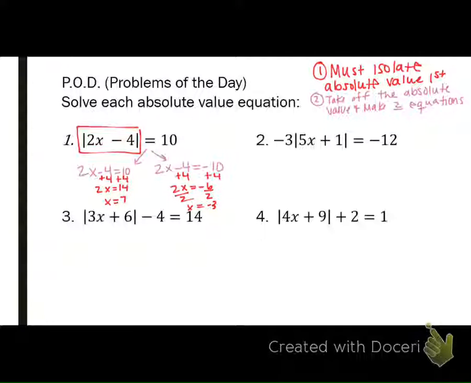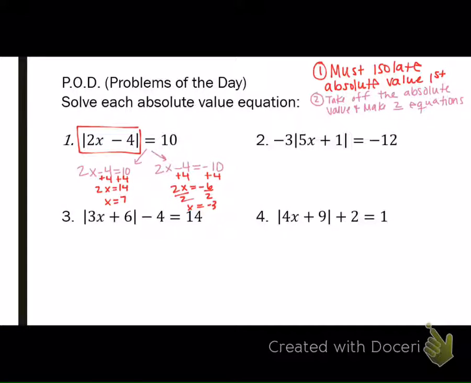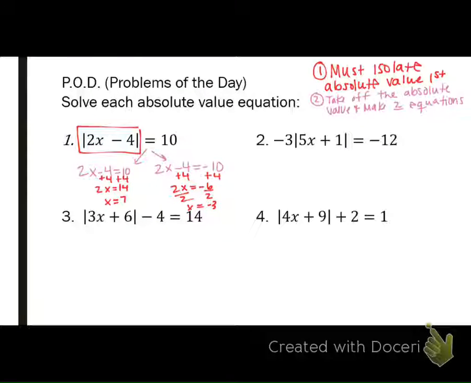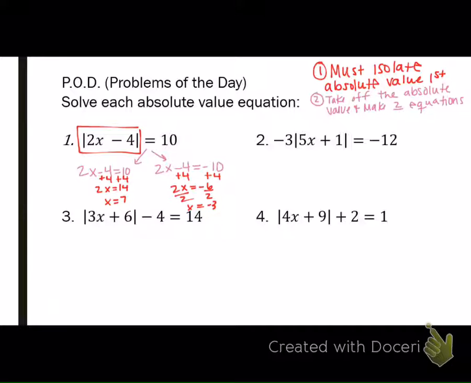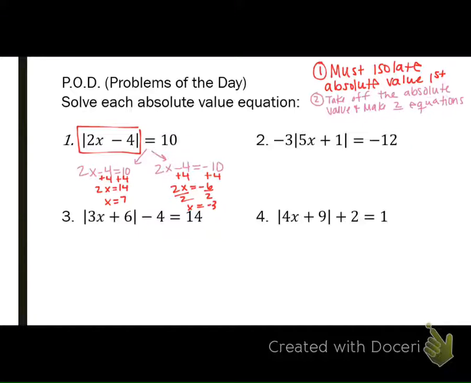So we would do 2 times negative 6 minus 4 equals 10. Negative 12 minus 4. I did something wrong, I think. I put a negative 6 instead of a negative 3 in here. Okay. So that would be negative 6 minus 4, which equals 10. Is the absolute value of negative 10, 10? Yes. So those both work.